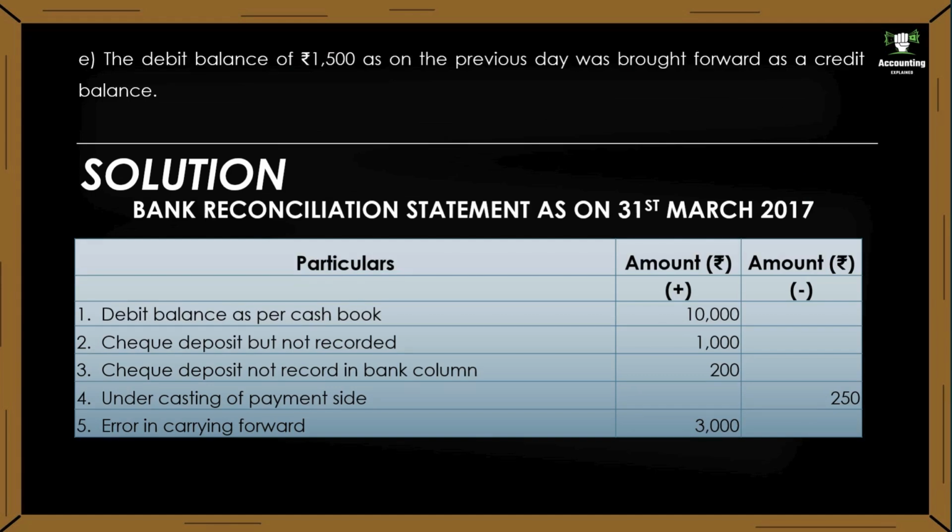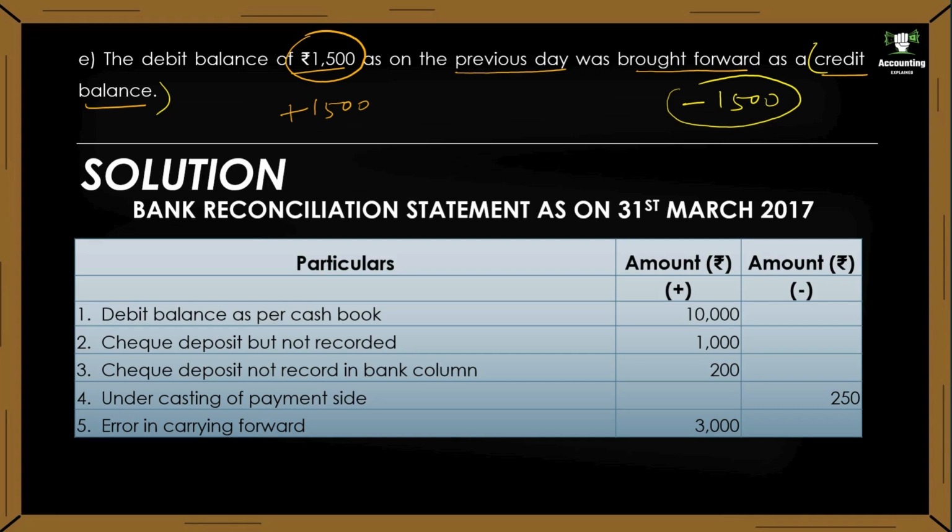See, there is one interesting transaction, okay, and it's very important also. The debit balance of 1500 as on the previous day was brought forward as a credit balance. What is the meaning of debit balance? Meaning of debit balance is favorable balance or positive balance. So, a positive balance of 1500 was brought forward as a credit balance, meaning unfavorable balance or negative balance. Okay, so this negative balance error has to be fixed.